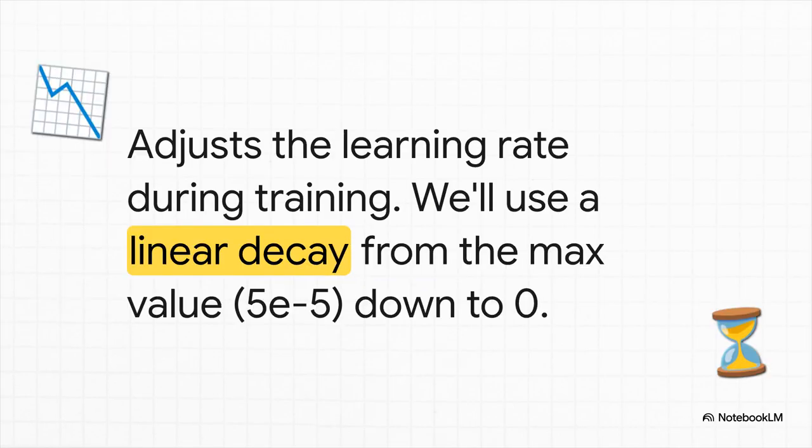All right, the very last piece of our setup puzzle is the learning rate scheduler. This little component's job is to gradually adjust the learning rate as we train. For this, we'll just use a simple linear scheduler that takes our starting learning rate and slowly decays it all the way down to 0 by the end of training.